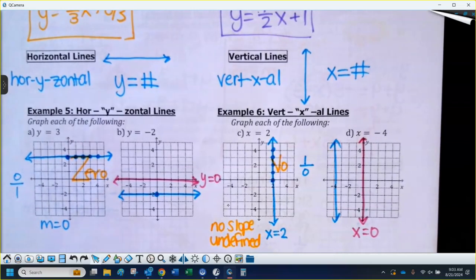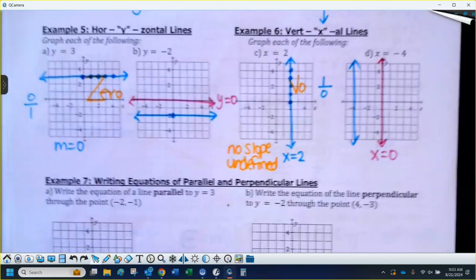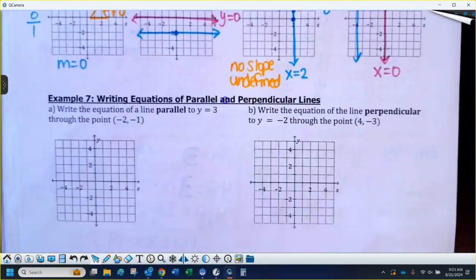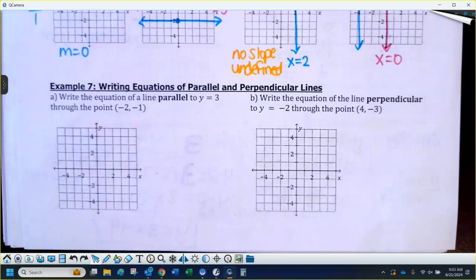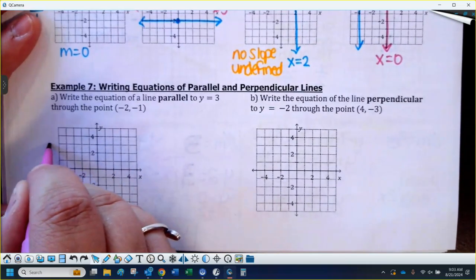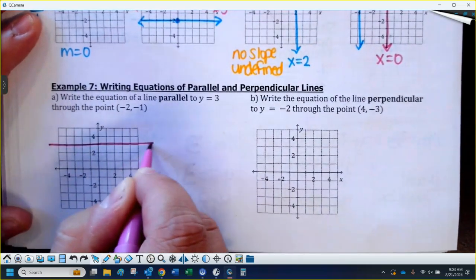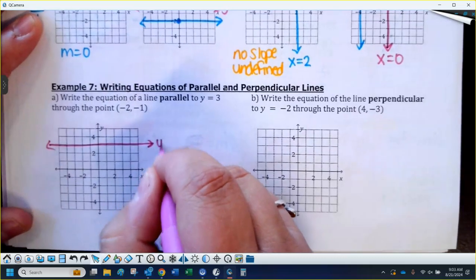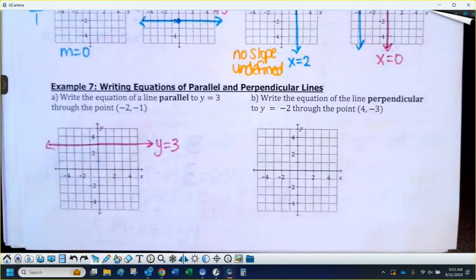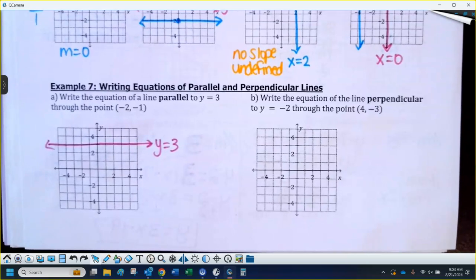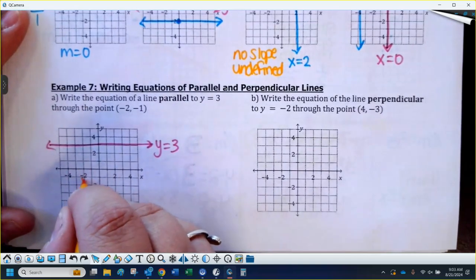Now, last thing I'm going to do, and you don't really have to have a graph for this, but I put a graph on here because I think it makes it a little bit easier. This says, write the equation of a line parallel to y equals 3. So let me just draw a nice horizontal line at 3. You don't have to go through the information that we did with point slope or anything to do this. So I want to be parallel to this line, and I want to go through the point. Let me plot the point -2, -1.